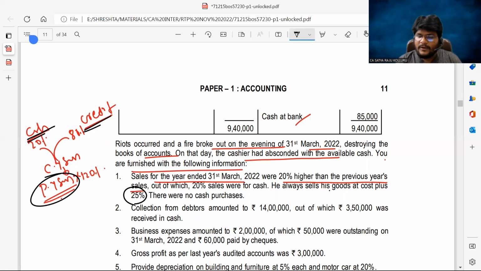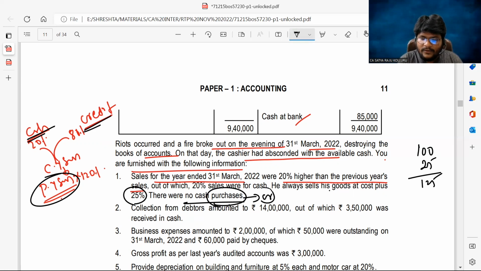Cost plus 25%. If the cost is 100, profit is 25, selling price is 125. There were no cash purchases. That means all purchases are only on credit. Collection from debtors amounted to 14 lakh, out of which 3,50,000 was received in cash. Remaining through bank: 14 lakh minus 3,50,000 means through bank 10.5 lakh. That is the point indirectly he is conveying.